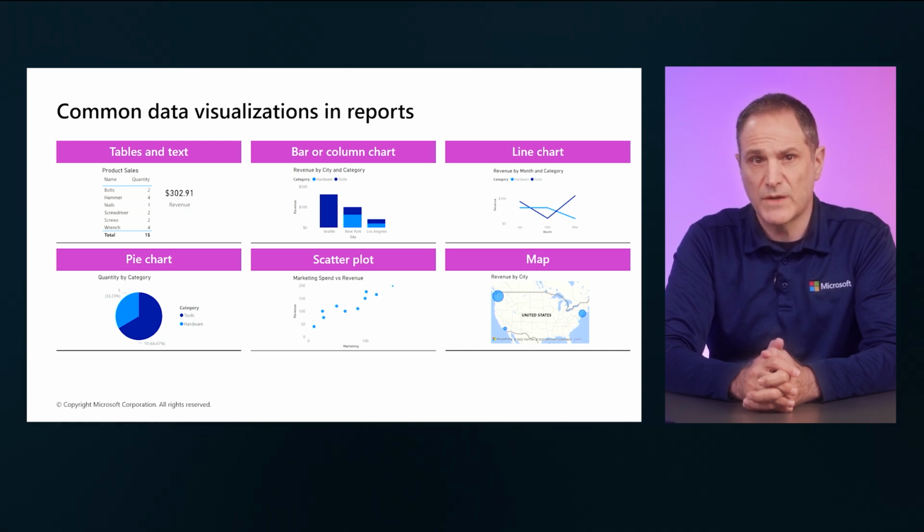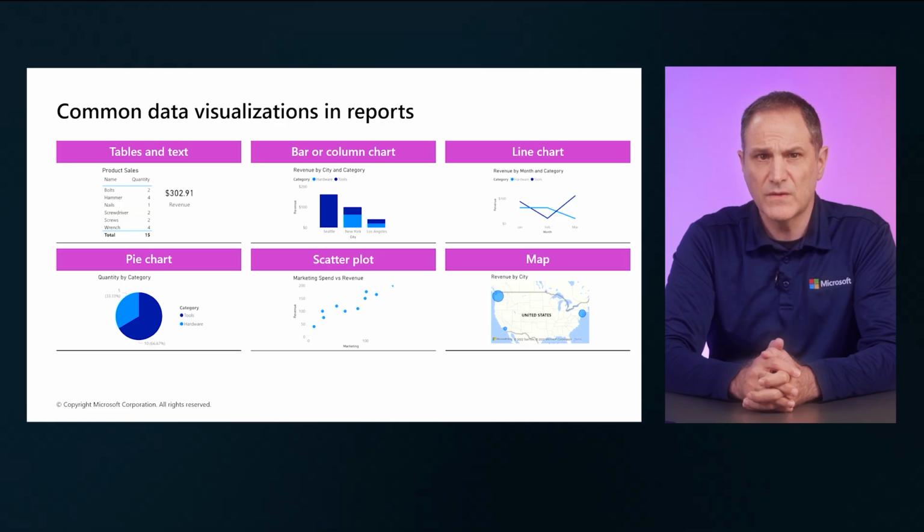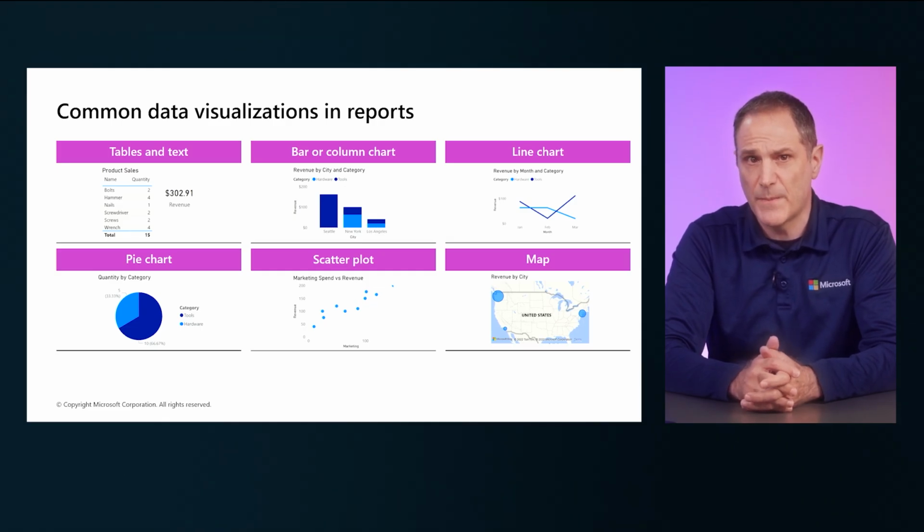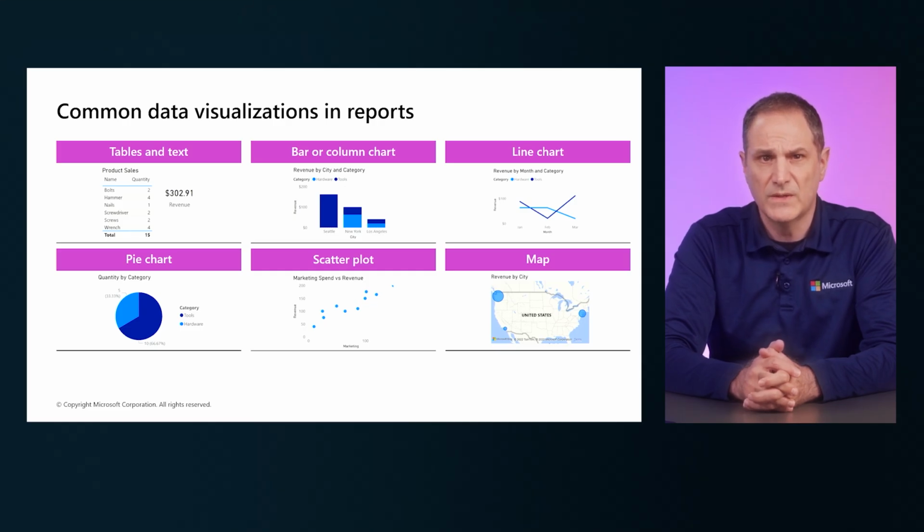Tables work well when you need to display a large number of related values, and text elements such as cards are useful for highlighting important figures or key metrics. Bar charts and column charts are commonly used to compare numeric values across discrete categories, such as revenue by product or sales by region.